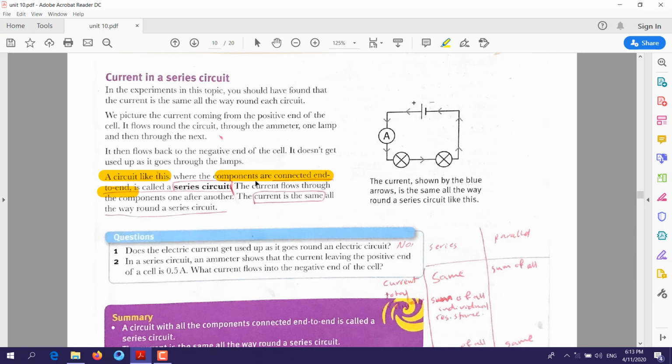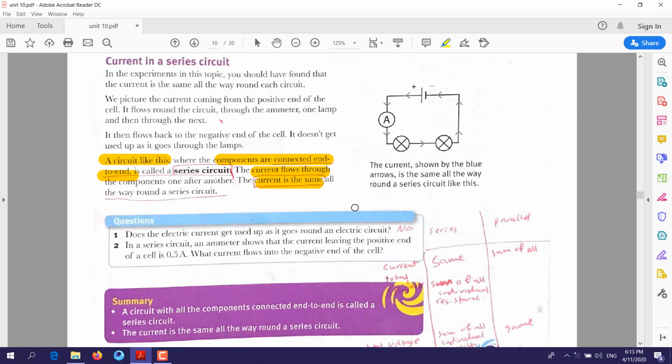One important thing: the current flows through the components one after another. The current is the same all the way around a series circuit. For example, if you are asked how much is the current here, let's say here it was 5. How much is it here? 5, 5, 5, and so on.